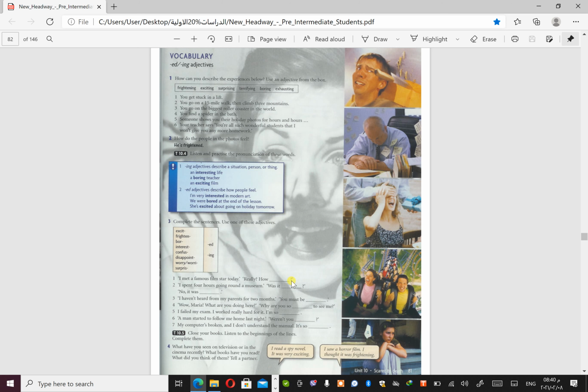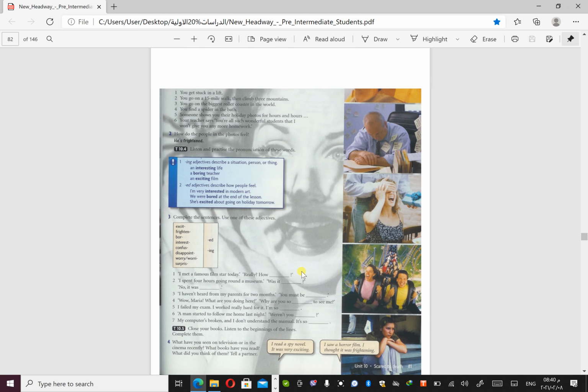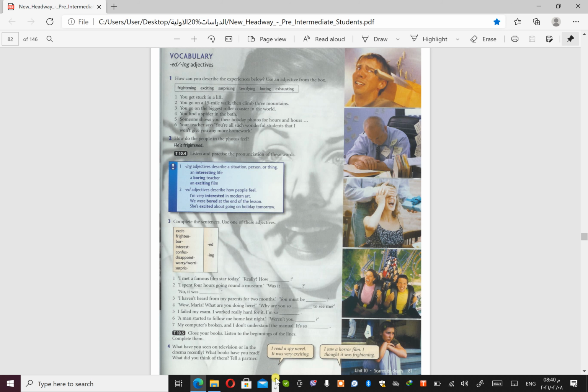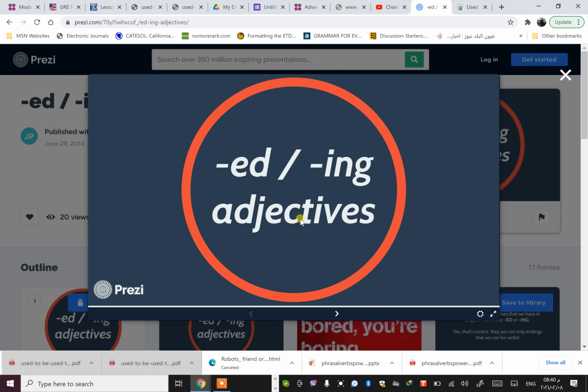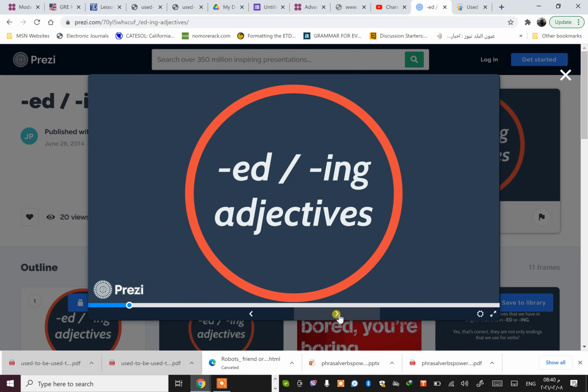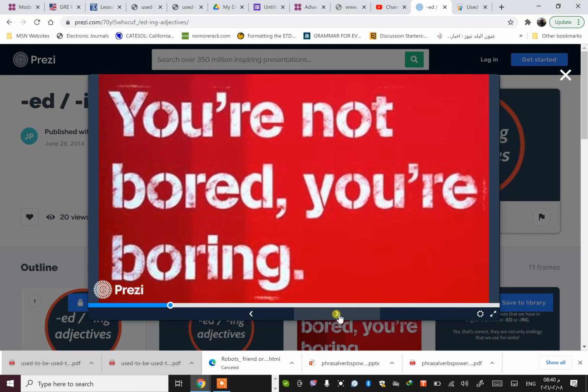So in this unit we're going to talk about how to differentiate between these two different types of -ing. Before we start, before answering this question, let me share with you this PowerPoint, which helps us to differentiate between -ing and -ed, and how to use the -ed. I'm not talking about verbs, okay? I'm talking about adjectives.